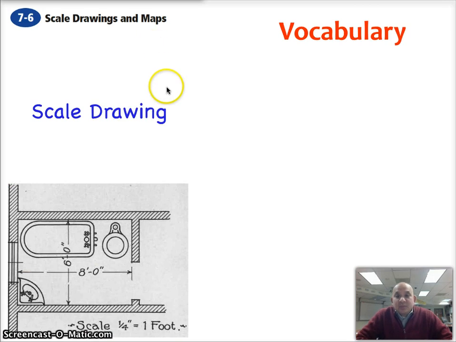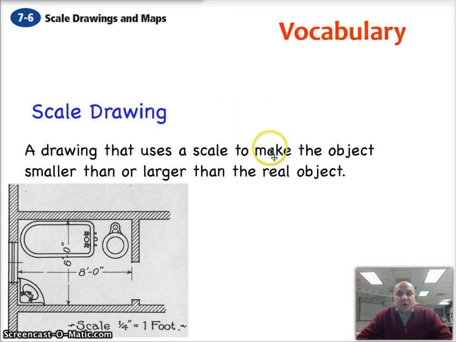Our next vocabulary term is scale drawing. A scale drawing is a drawing that uses a scale to make the object smaller than or larger than the real object. Here we have a bird's eye view of a room. In this case, it's the bathroom. And I've used these as we've remodeled our house. These are walls, of course, here, windows, a bathtub, a toilet, and then it gives us a scale down here, a 1/4 inch. For every 1/4 inch that we see on this actual diagram, it equals a foot in real life. There's our ratio, a scale drawing.